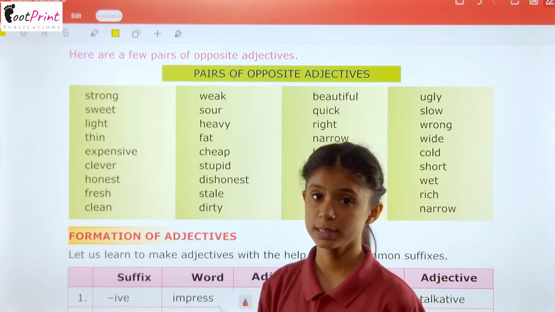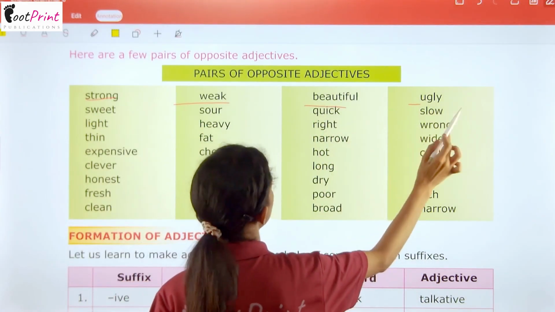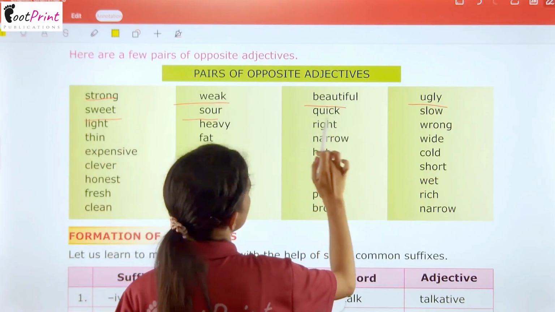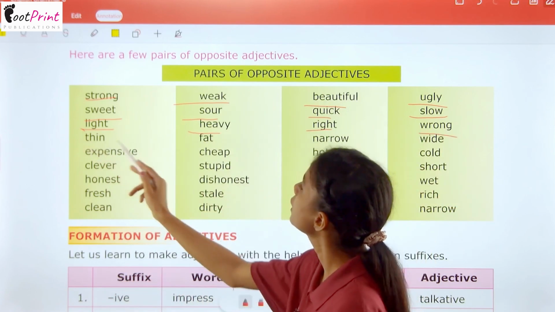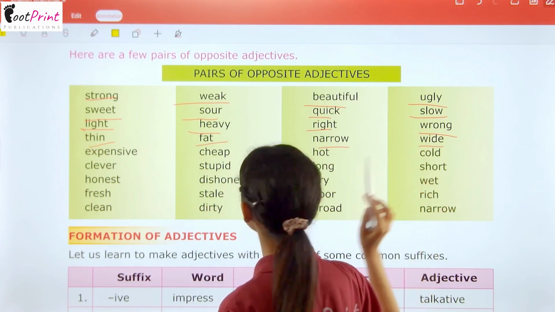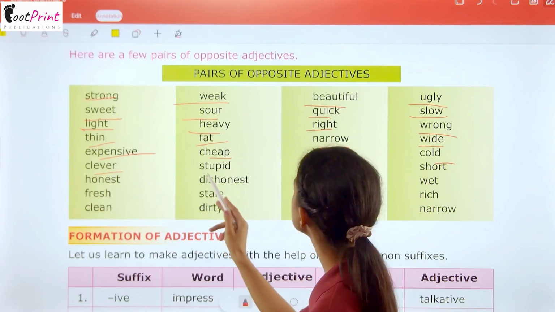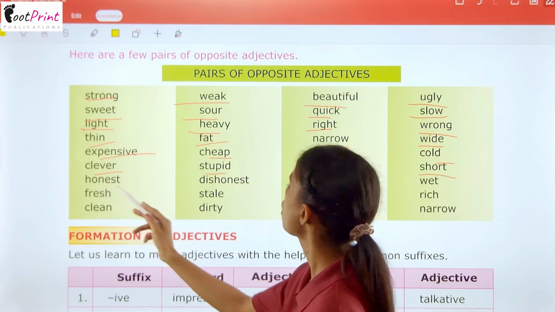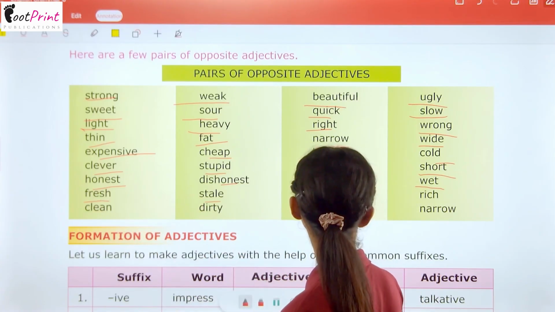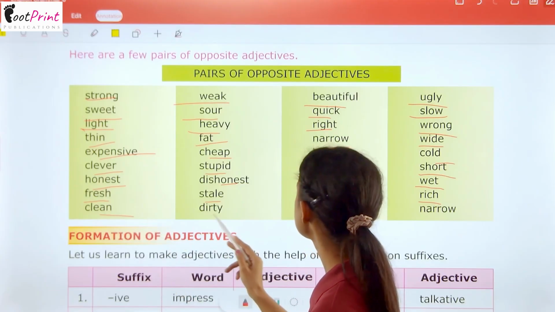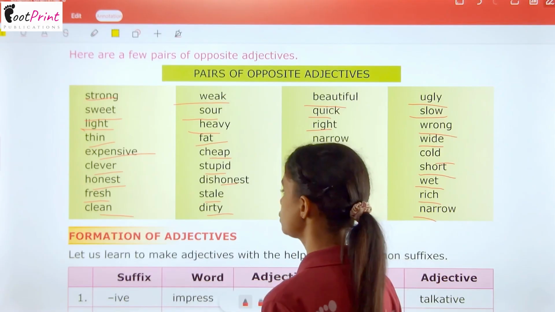Here are a few pairs of opposite adjectives. Now let us see some opposite adjectives and you have to learn them. Strong, weak; beautiful, ugly; sweet, sour; quick, slow; light, heavy; right, wrong; thin, fat; narrow, wide; expensive, cheap; hot, cold; clever, stupid; long, short; honest, dishonest; dry, wet; fresh, stale; poor, rich; clean, dirty; broad, narrow. So there are some opposite adjectives which you have to learn.